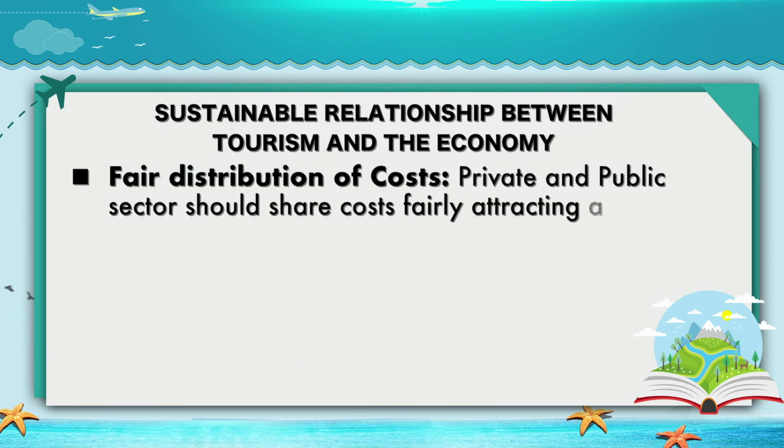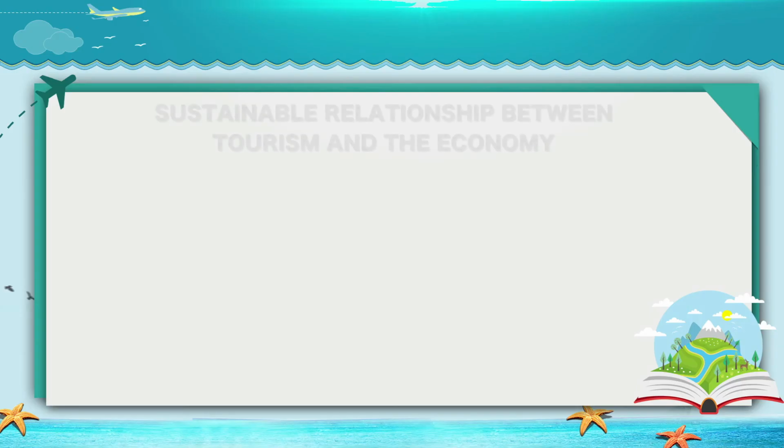Fair distribution of costs: public and private sector should share costs fairly, attracting and meeting the needs of tourists. Providing employment opportunity to local people in tourism facilities, and providing proper training to the local staff so that they become capable of working in managerial roles as well as manual roles.